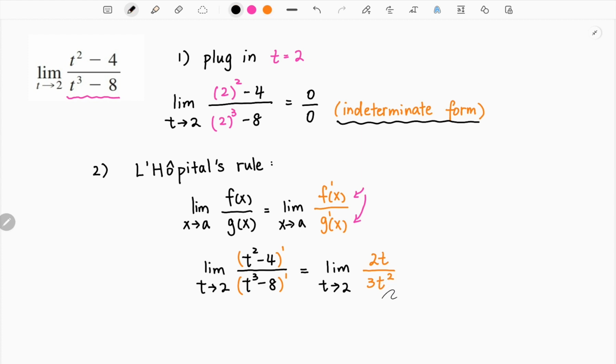Here we will plug in the value again, plug in t goes to 2 into your function, and we would get 2 times 2 over 3t squared, which is 2 squared. And that gives us 1/3. And that should be our final answer for this question.